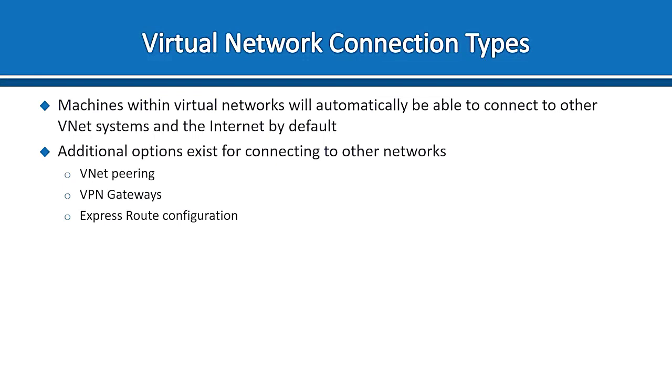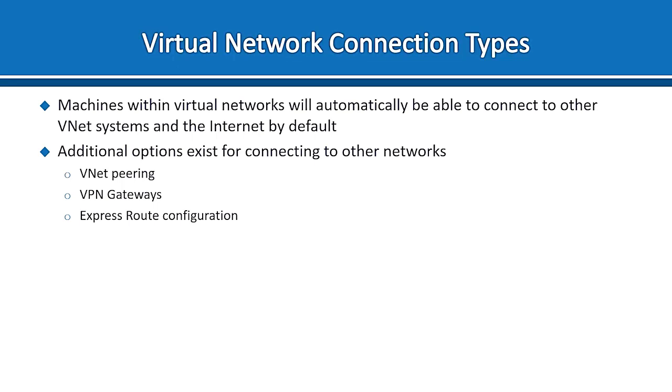So machines within virtual networks are automatically going to be able to communicate with one another, all right? And they'll also be able to communicate with the internet by default. So there's absolutely nothing that you need to do save a valid IP and subnet configuration to make that happen. But what about other virtual networks? What about on-premise networks? Well, we are going to need to do something to get connected to those.